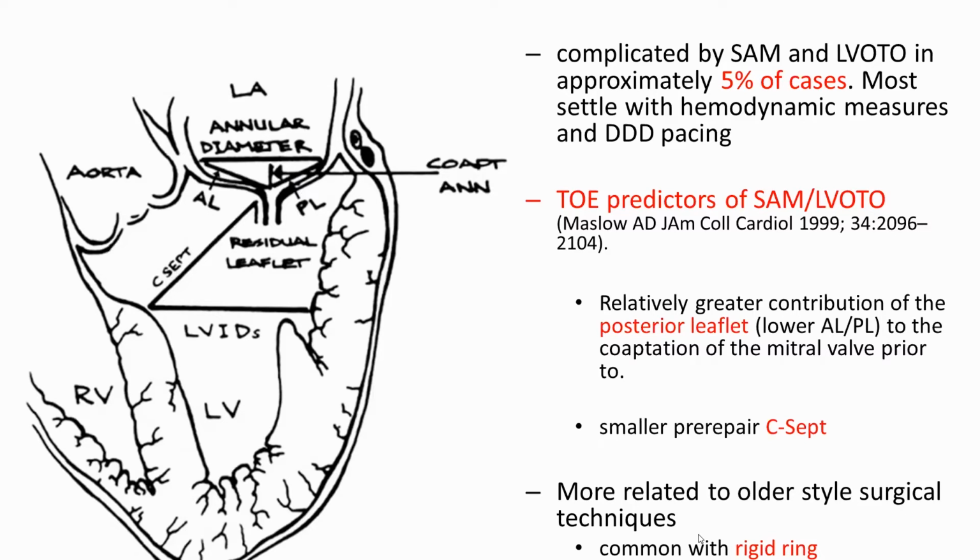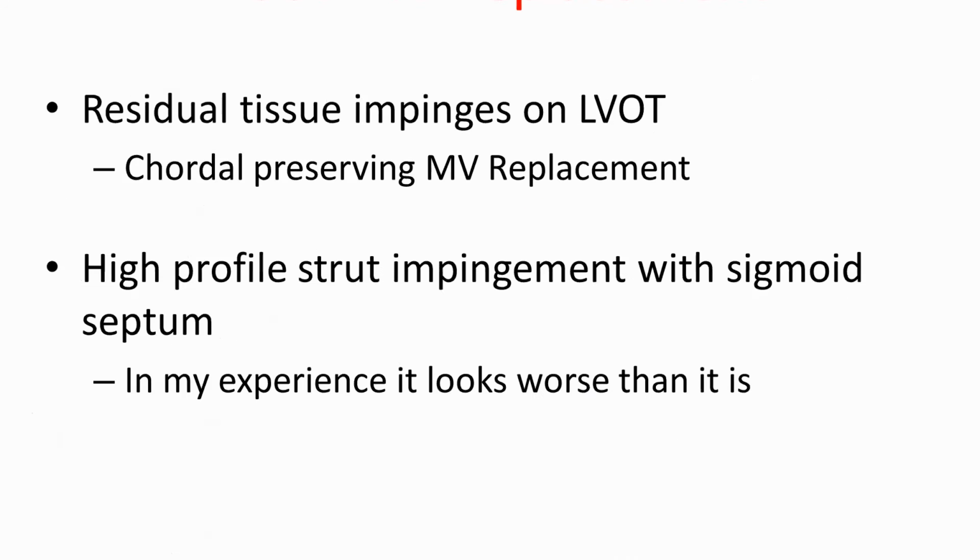But it tends to be more with the older style mitral valve repairs with rigid rings and the old style trigonal sutures that try to narrow down the mitral valve commissures. That can sometimes decrease outflow tract area. So occasionally after mitral valve replacement, particularly in those procedures where there's preservation of the chordal structures and subvalvular apparatus, you can get some impingement on the LVOT.